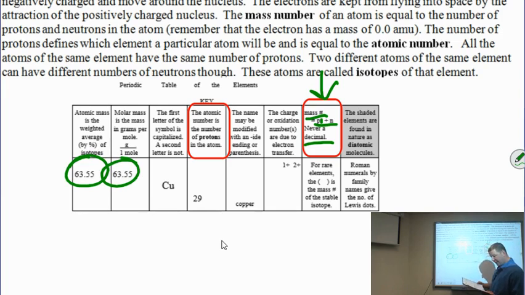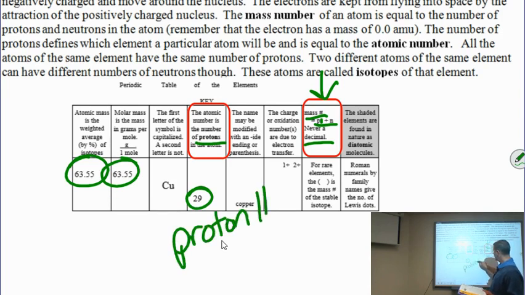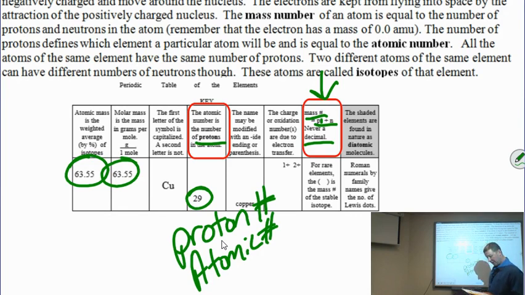The number of protons defines which element a particular atom will be and is equal to the atomic number. So the atomic number is the number of protons. So this number right here always tells us the number of protons. Proton number and atomic number mean the exact same thing. All of the atoms of the same element have the same number of protons. If you change the protons, you change the element.